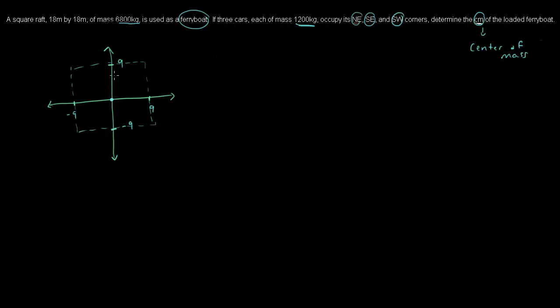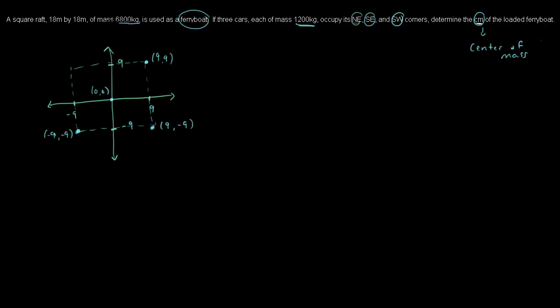And then the next thing you want to do is start plotting the points where your masses are. It says 1,200 kilogram masses in the northeast, southeast, and southwest. So I'm going to plot these points and then label them. That's pretty important because you can make easy mistakes if you forget to label them. So 9 comma negative 9 and negative 9 comma negative 9, right? And you don't want to forget the plane itself. The centered ferry boat is at 0, 0, and it weighs 6,800 kilograms.